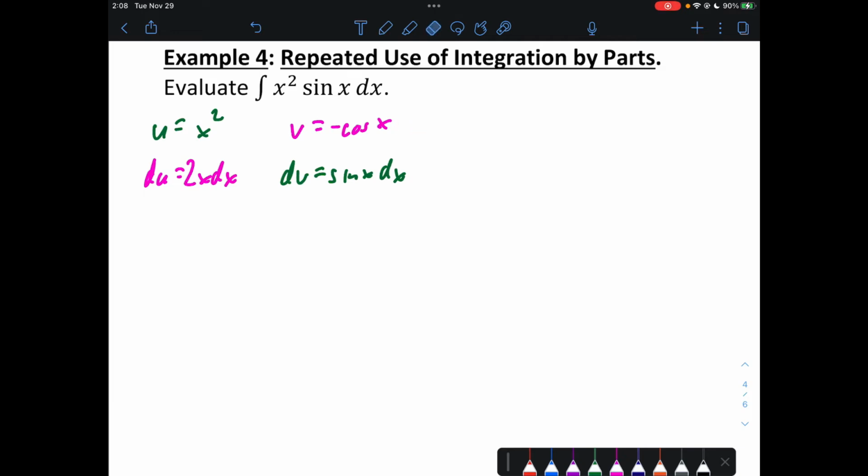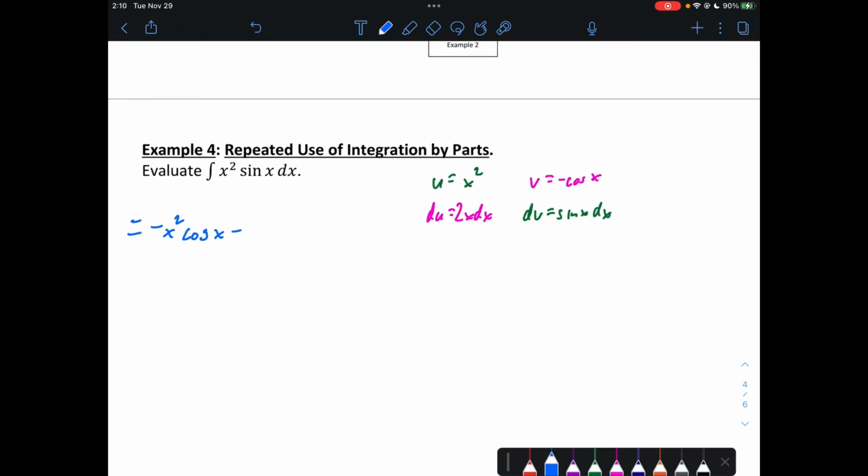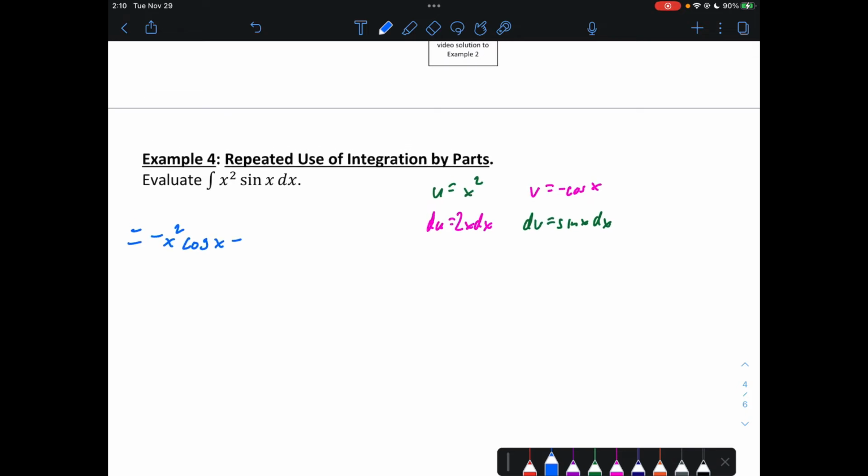I just had to move that over to the side there. Now we can write our first part of this answer as uv, so negative x squared cosine x, minus v du. So it'd be negative cosine x times 2x dx. I'm going to put the negative 2 out here. X cosine x dx.